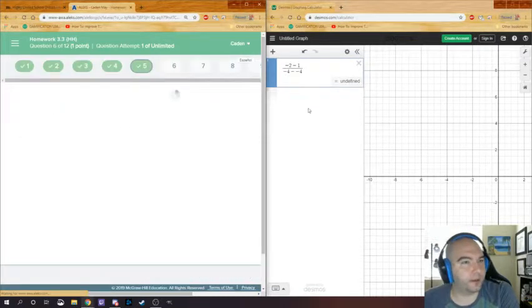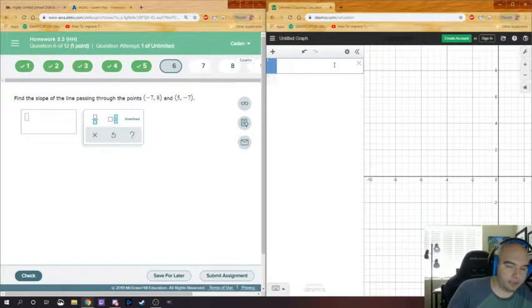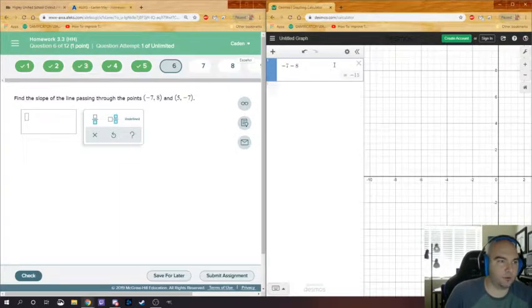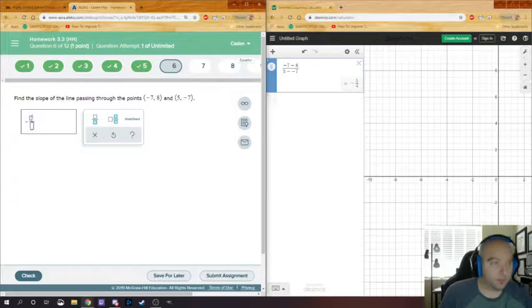Another one. Probably two more of the same thing. No, never mind. Alright, find the slope of the line passing through these points. Okay, so same old, same old. Negative 7 minus 8, those are the y values. 5 minus negative 7. And simplify, negative 5/4.